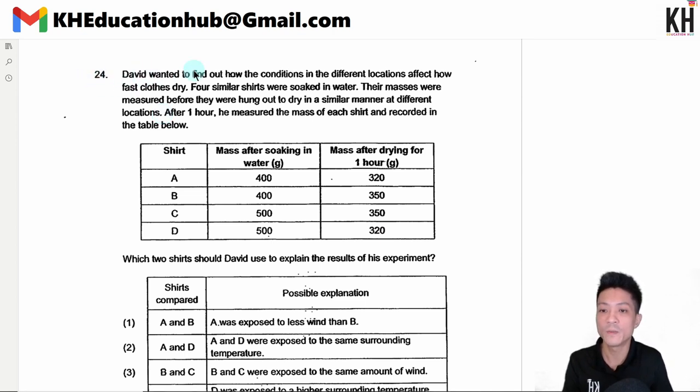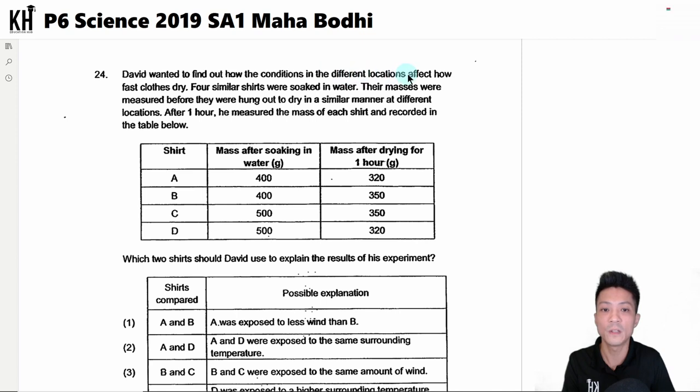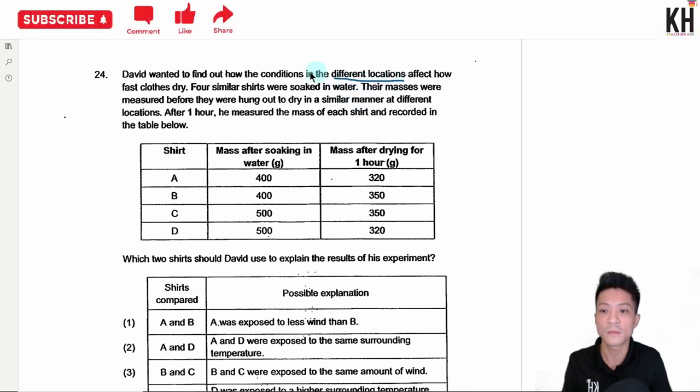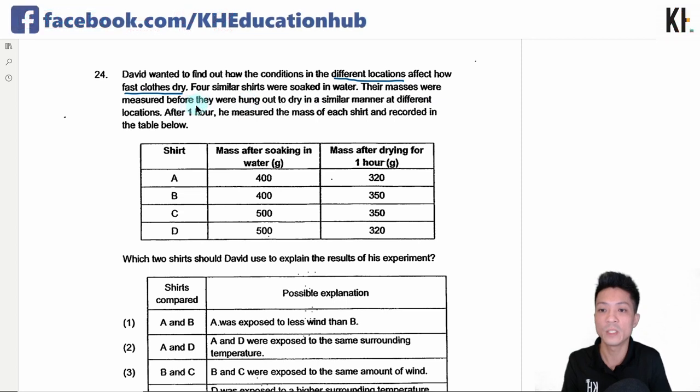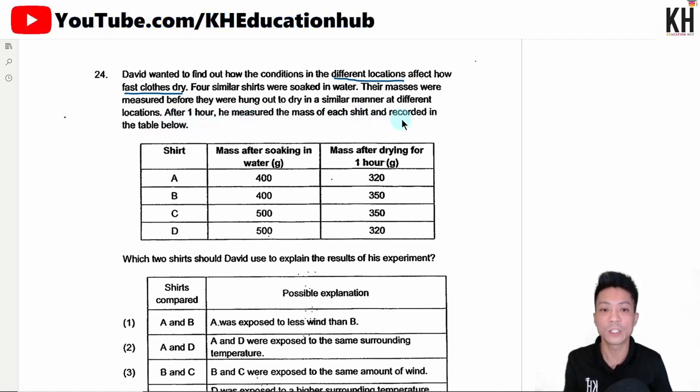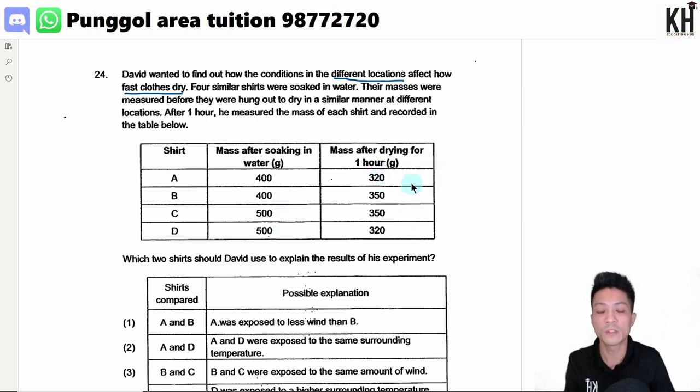Question 24, David wanted to find out how the conditions in the different locations affect how fast clothes dry. So 4 similar shirts were soaked in water. Their masses were measured before they were hung out to dry in a similar manner at different locations. After 1 hour, he measured the mass of each shirt and recorded it in the table below. So for shirts A, B, C, D, the mass when soaking is 400, 400, 500, 500. The mass after drying is different for each.